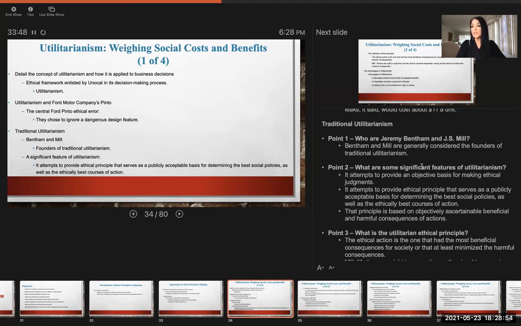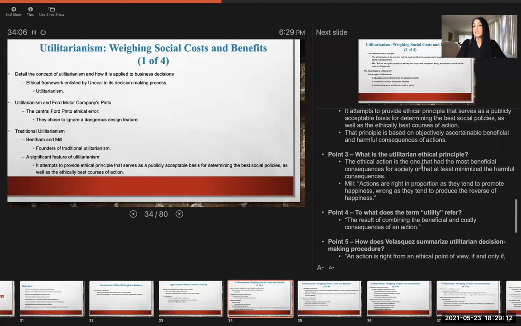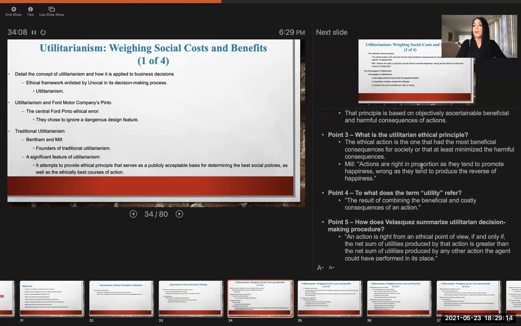What are some significant features of utilitarianism? Its attempt to provide an objective basis for making ethical judgments. Its attempt to provide ethical principles that serve as a publicly acceptable basis for determining the best social policies, as well as ethically best courses of action. And we look at the principle, it's based on objectivity and ascertainable beneficial and harmful consequences of action as well.